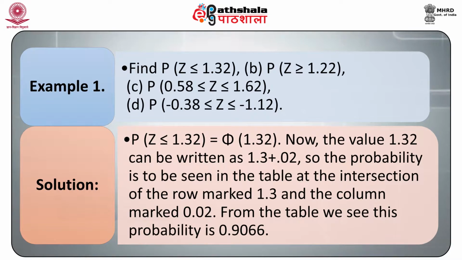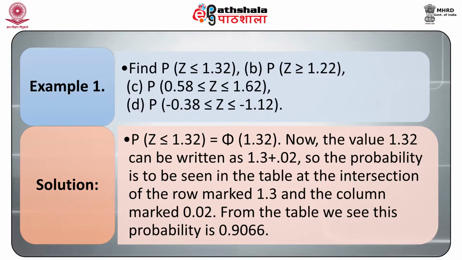Here is an example. Find the probability of z less than or equal to 1.32, the probability of z greater than or equal to 1.22, the probability of z where it ranges from 0.58 to 1.62, and the probability of z where it ranges from minus 0.38 to minus 1.12.